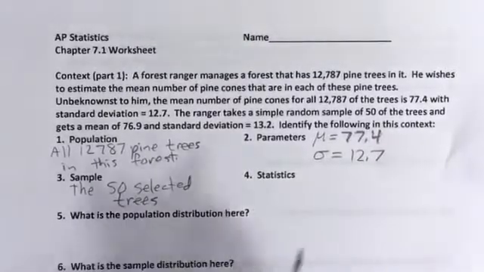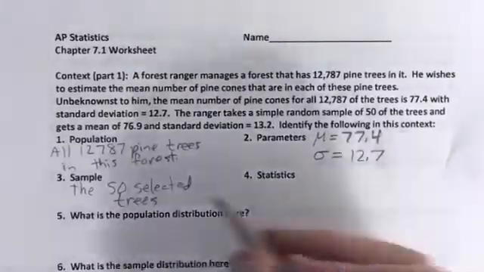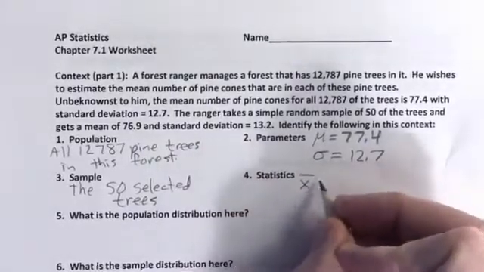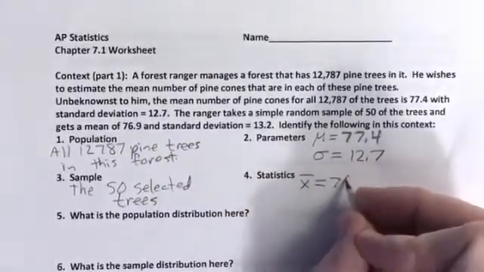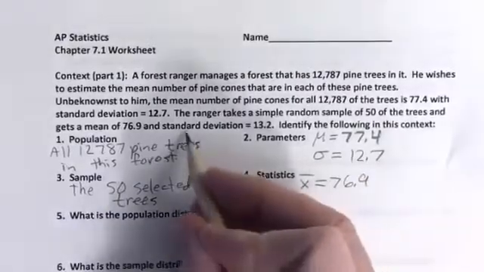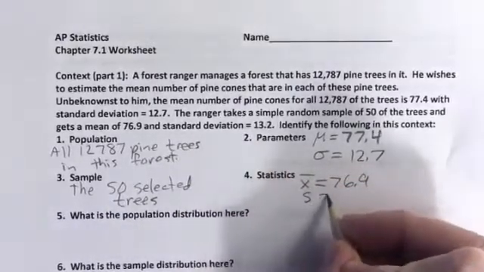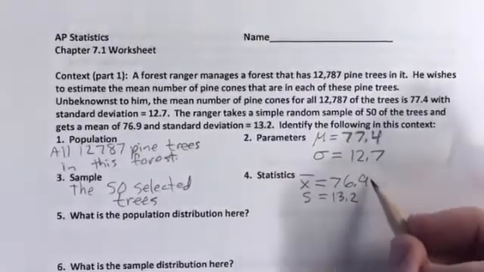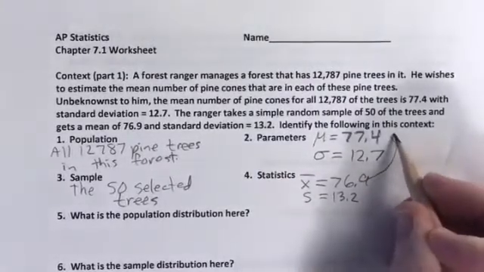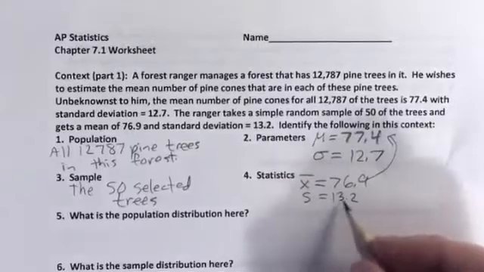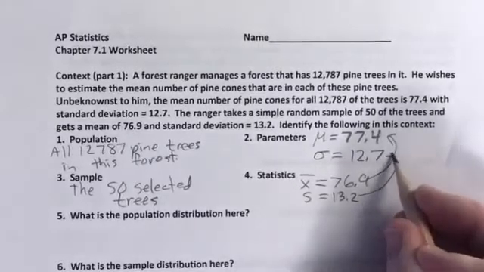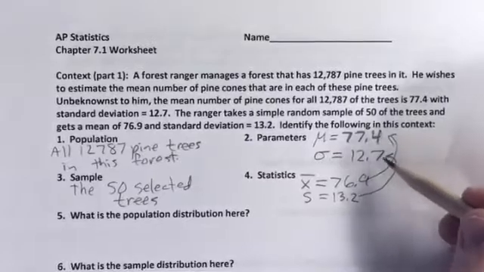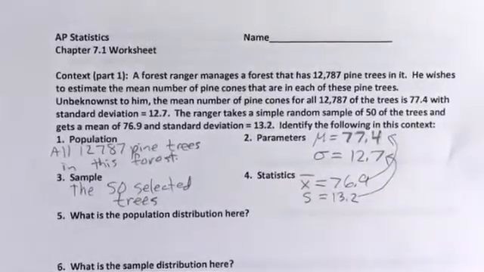The statistics are the numbers that describe the sample. We have the mean of 76.9. That is an X bar. X bar is a sample mean, so that would be 76.9. The sample standard deviation is S, and S is equal to 13.2. This X bar is an estimate of mu, and S is an estimate of sigma. In future chapters, we aren't going to know these numbers. The only way we could know them is by doing a census, so we're going to use these as estimates.